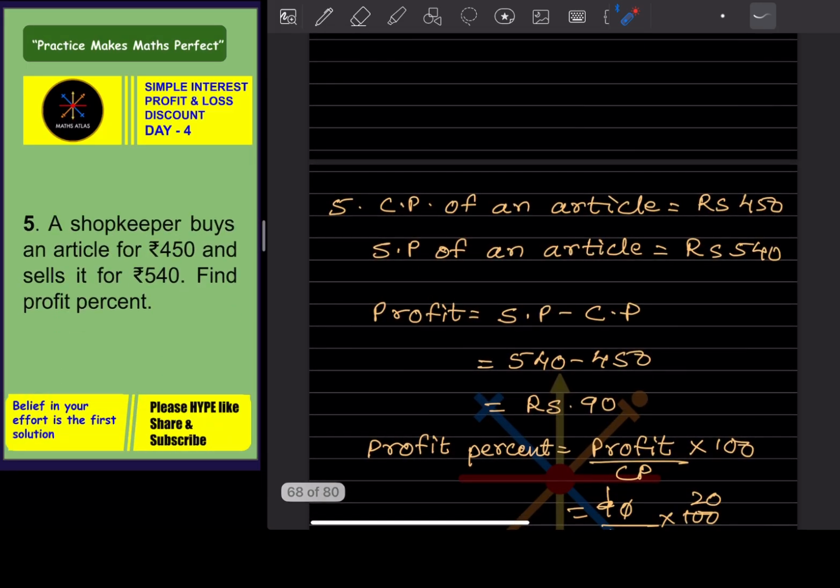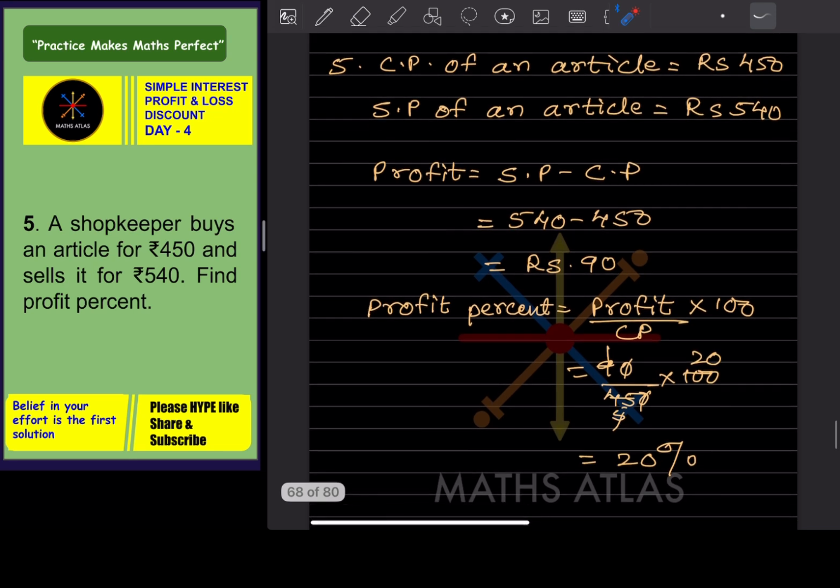So the next one: a shopkeeper buys an article for rupees 450 and sells it for 540. We have to find the profit percent. So here the cost price of the article is given as rupees 450. The selling price of the article is given as 540. And first, to find out the profit percentage directly we cannot do. First we have to find out what the profit is. So the profit formula is selling price minus cost price. So the selling price is 540 and the cost price is 450. So the profit is rupees 90.